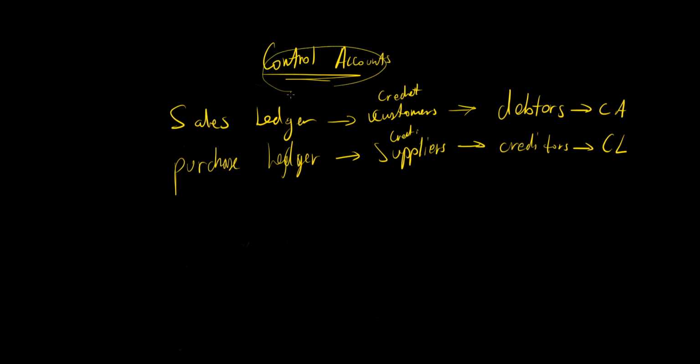Now, what is the concept of control accounts? Control accounts are basically the total of all the debtors. So the sales ledger control account will be the combined account of all the debtors. The purchase ledger control account will be the combined account of all the creditors. It will become clear in a while how it works.